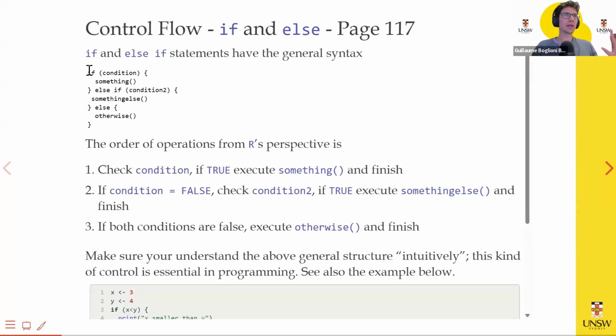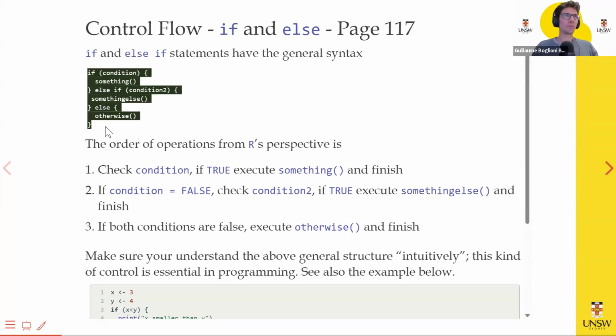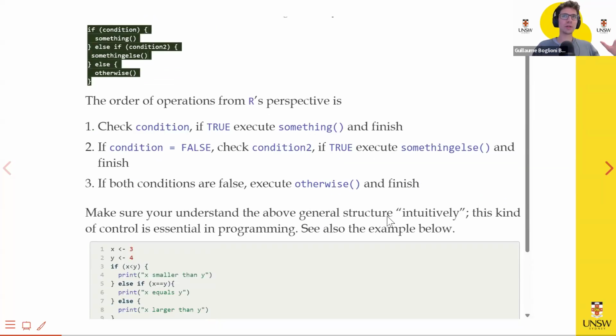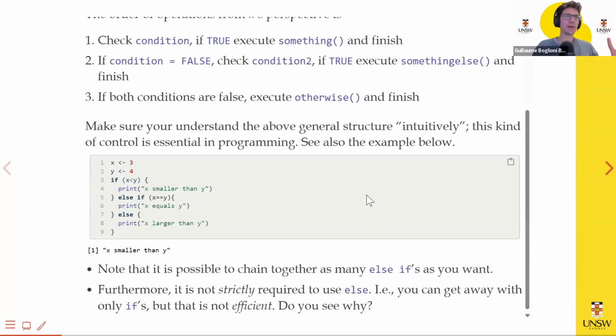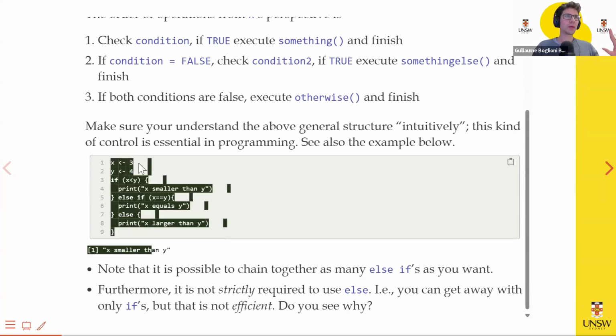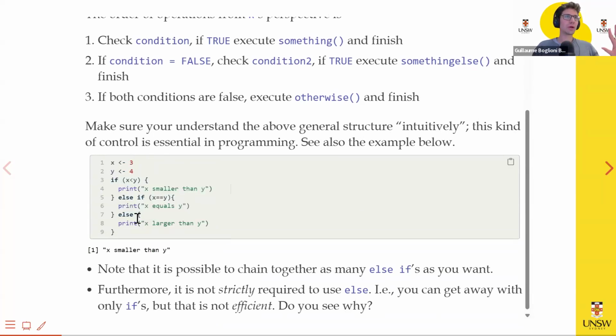Now, again, please take a moment to make sure you understand the general structure here, the logic of it. It is quite essential in programming. But to help you, we have an example here, a simple one. So let's see what this code does. First, we declare x to be equal to 3, y to be equal to 4.